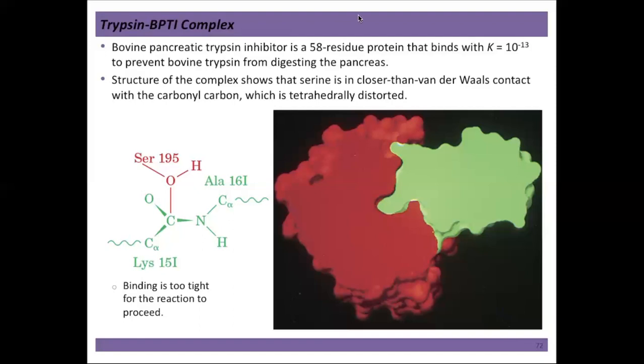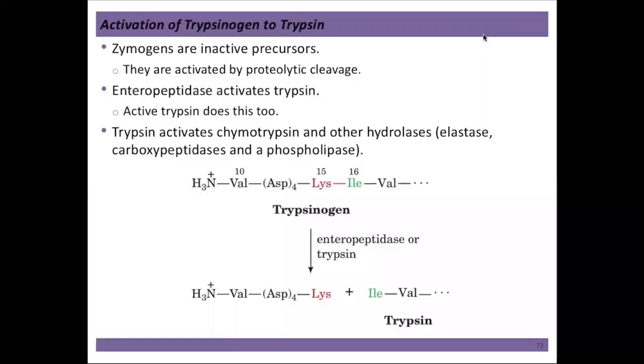So again, to answer that question, how do we prevent ourselves from digesting ourselves? Well, we produce these trypsin and these chymotrypsins as inactive enzymes. And those inactive enzymes are referred to as zymogens. So zymogens are these inactive precursors, and they're activated by other proteolytic enzymes. So other enzymes that cleave proteins. One of these is the enteropeptidase, and it activates trypsin. And actually active trypsin will also activate trypsin.